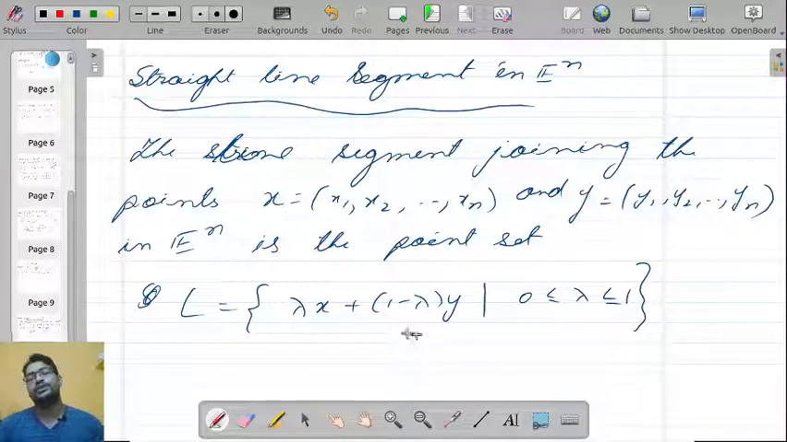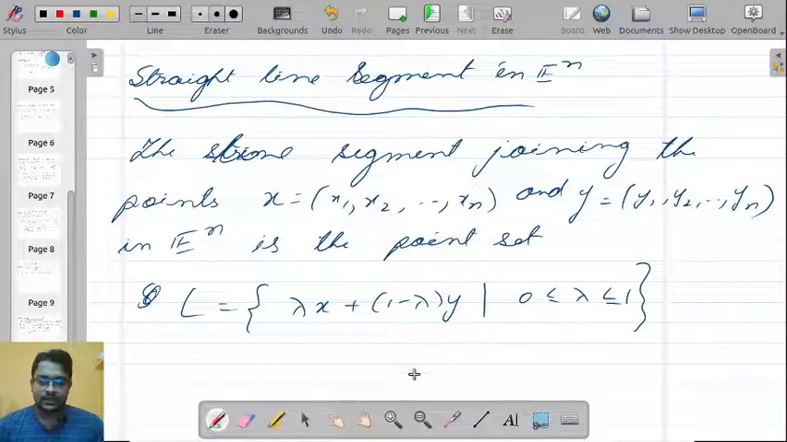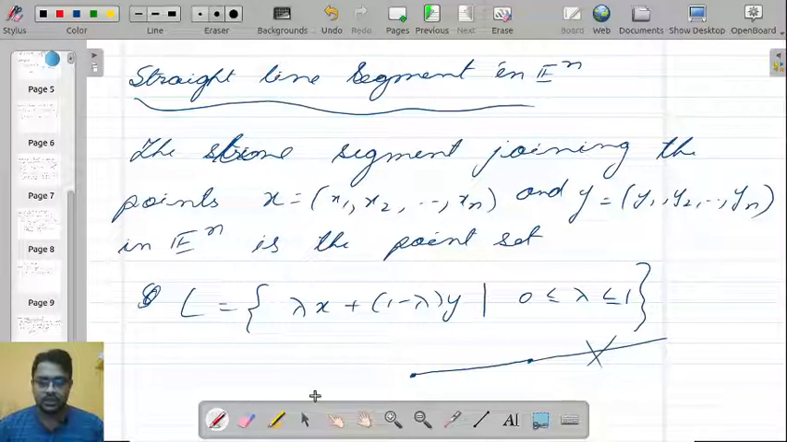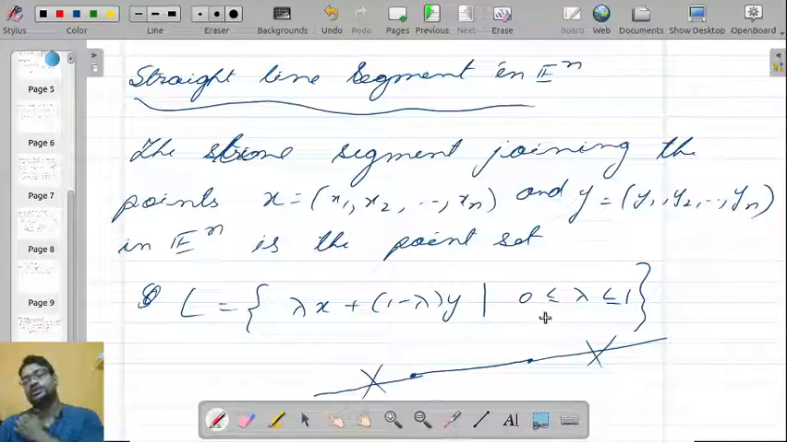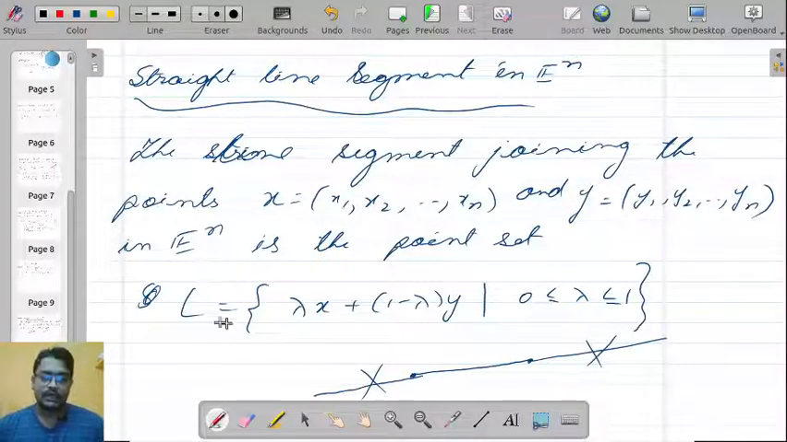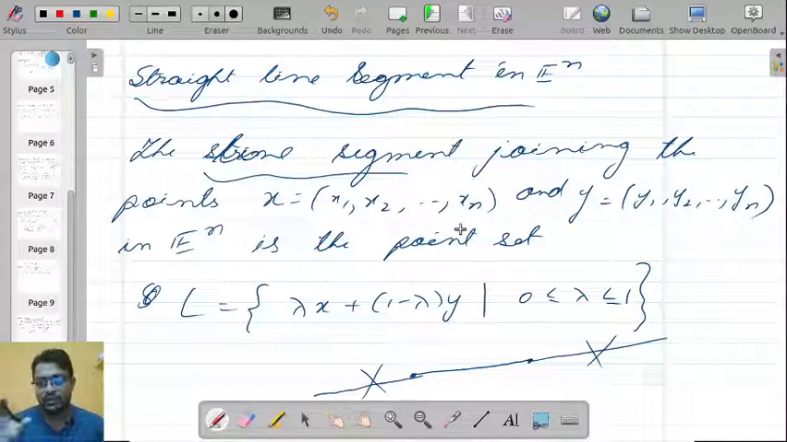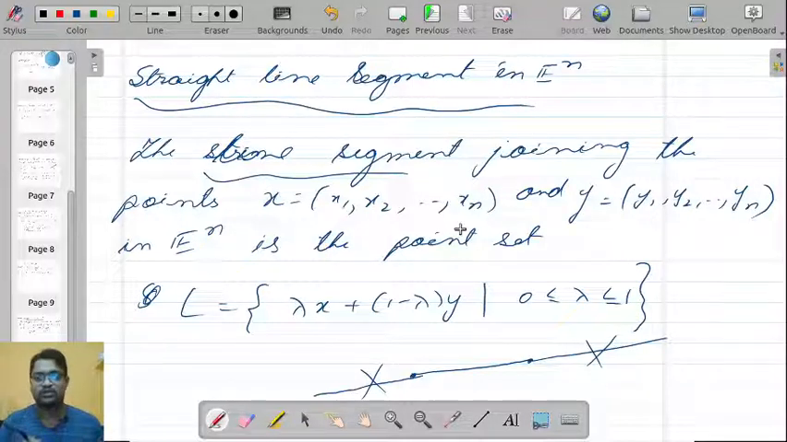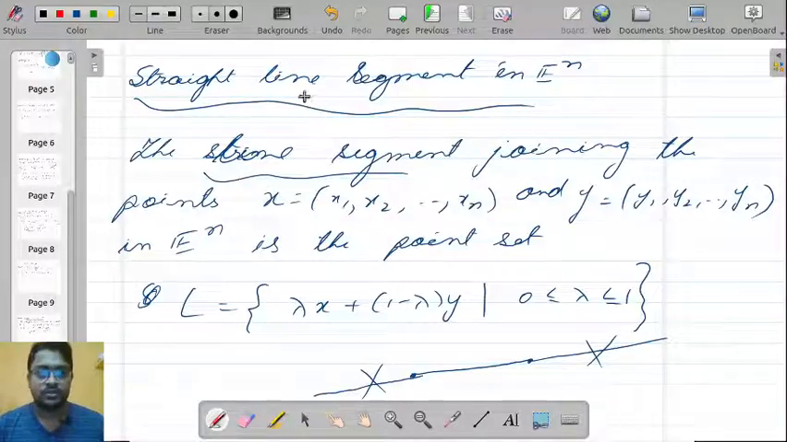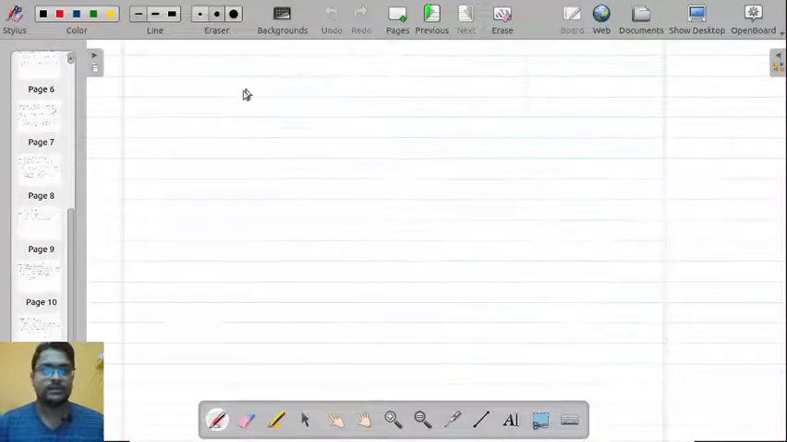If we restrict the scalar to lie between 0 and 1, in that case we get the line segment joining 2 points. So only this portion we get, we do not get the rest. But if we have no restriction on the scalar lambda, in that case we get the straight line joining the points. So a line segment is different, it's a part of the straight line between two fixed points. This is the definition of a line segment.